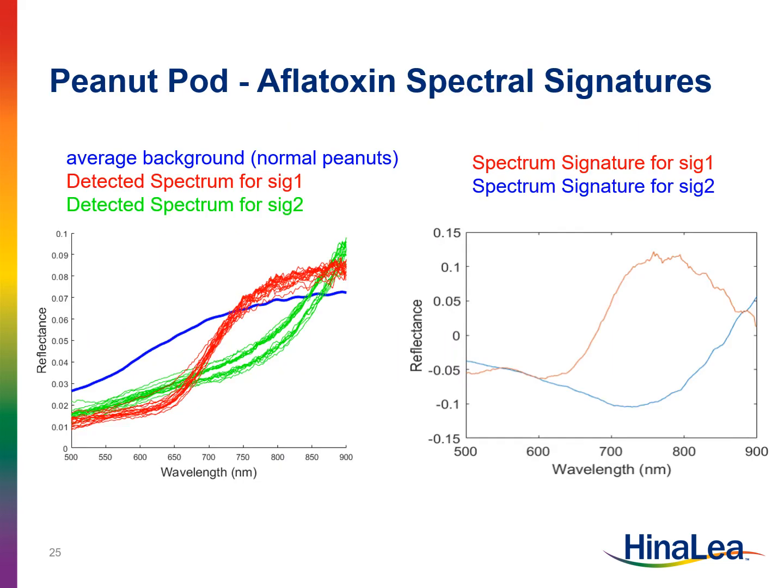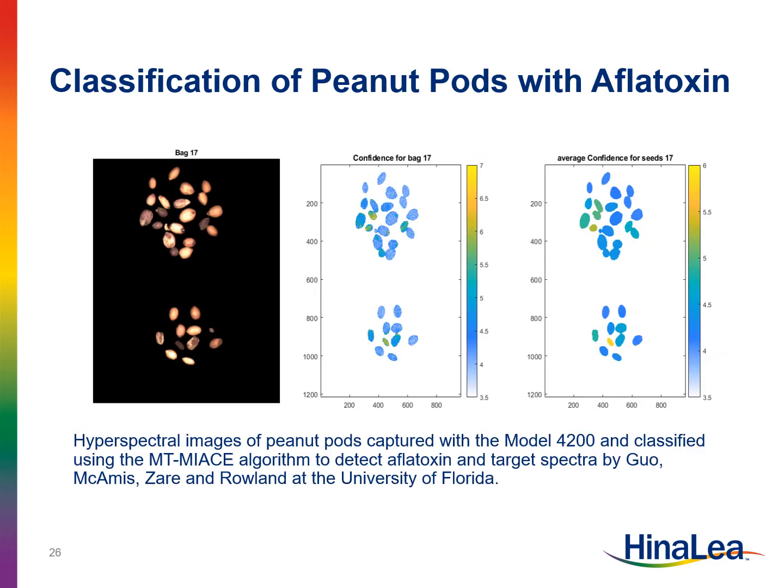These are example spectral signatures of aflatoxin contaminated peanut pods. And these are classified hyperspectral images of those peanut pods, captured with the Model 4200 and classified using the MT-MIACE algorithm to detect aflatoxin from those target spectra.